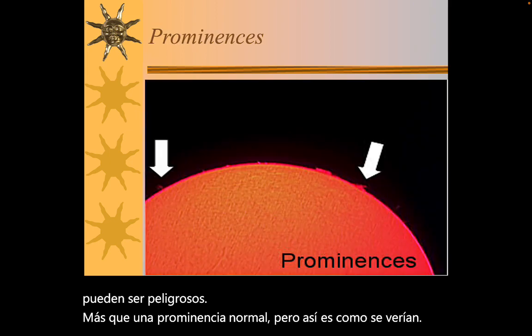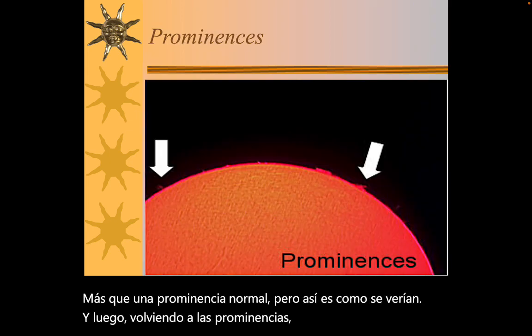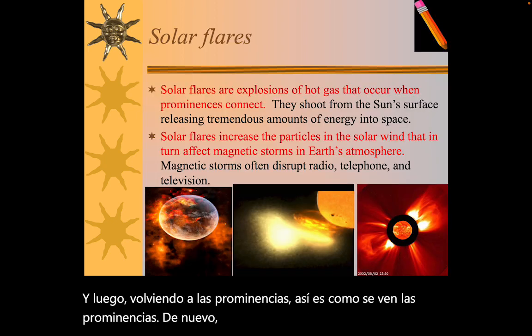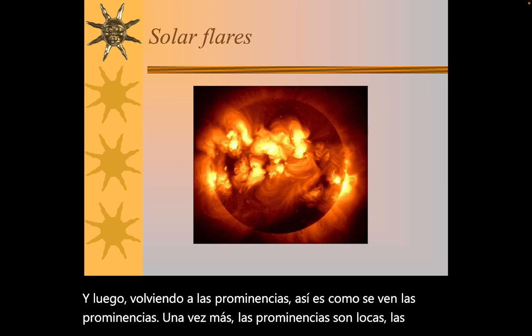And then going back to the prominences, these are what the prominences look like. Again, the prominences are loopy, the solar flares are not loopy.